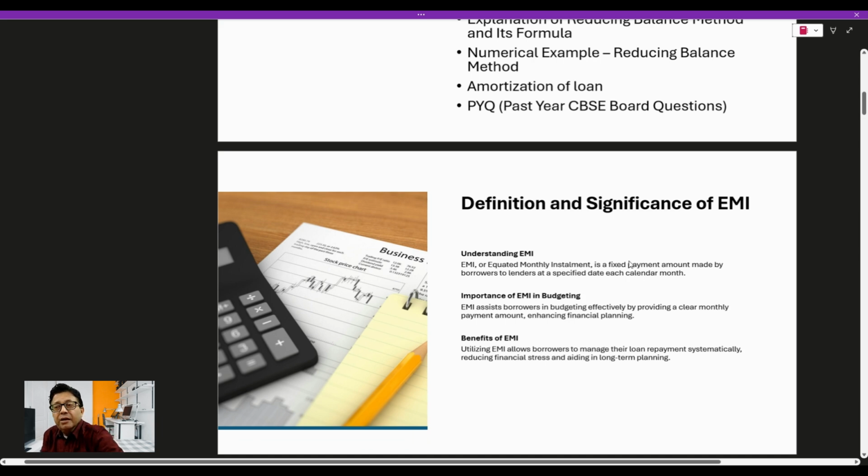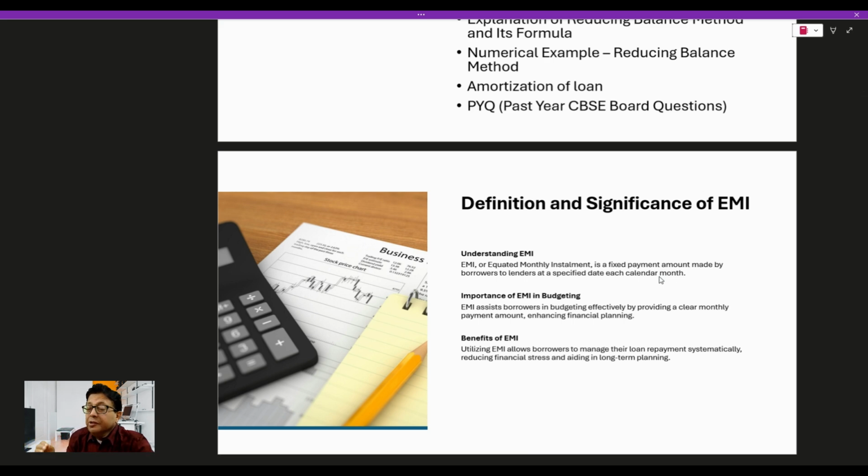Definition and significance of EMI. This is equated monthly installment, a fixed payment amount made by borrowers to lenders at a specified date each calendar month. You know, when you borrow some loan from a financial organization, you have to repay the loan. In some cases it will be yearly, in some cases semi-annually, in some cases monthly. In case of EMI, most of it, like car loan, housing loan, this will be done per month. Every month you have to pay the amount.